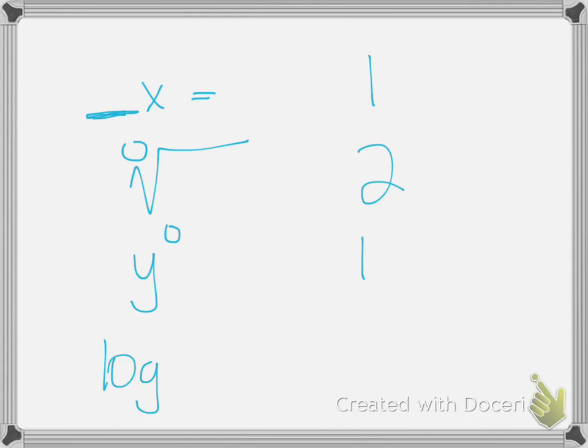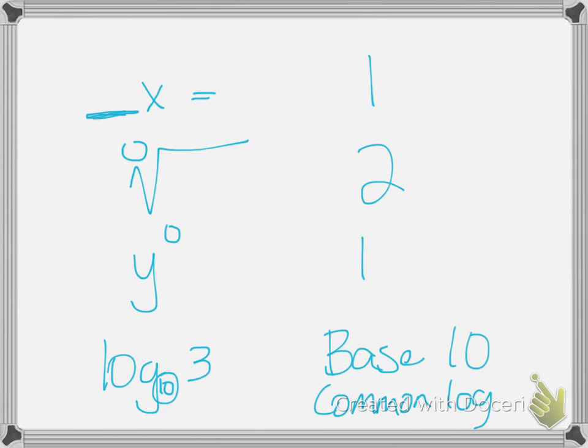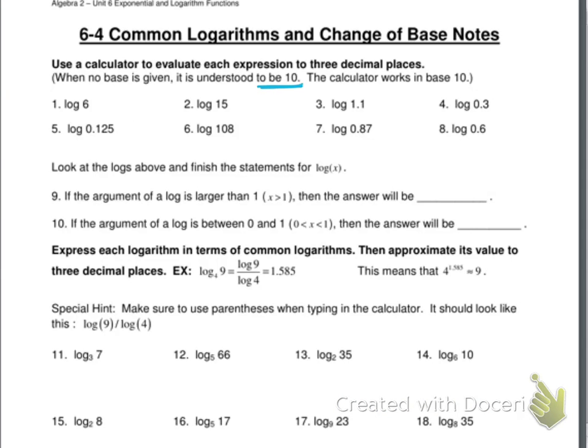Okay, well the same is true with logarithms. If I just say log of 3, then we assume the base is 10, but we don't have to write it, and we call it common log. Now back in the day, calculators only did common logs. So that's why when you push the log button, it is automatically base 10. So the calculator works in base 10.